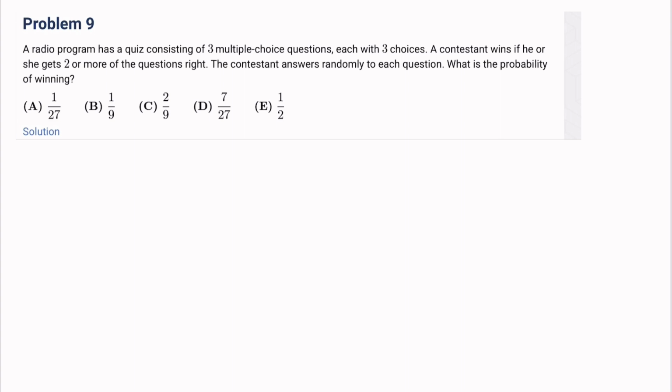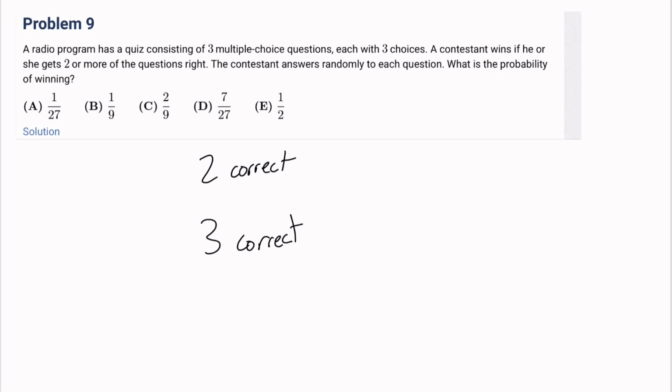Number 9. A radio program has a quiz consisting of 3 multiple-choice questions, each with 3 choices. A contestant wins if he or she gets 2 or more of the questions right. The contestant answers randomly to each question. What is the probability of winning? Okay, so there are 3 multiple-choice questions. So he or she should get 2 or more right. So 2 correct and 3 correct. Those are the only ways that the contestant will win, right? And so we have 3 multiple choice questions.